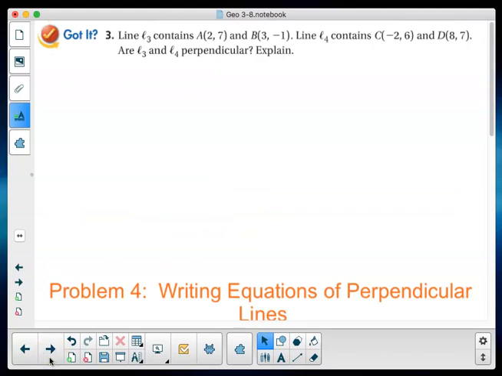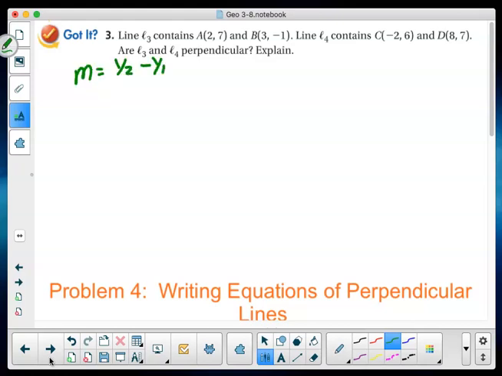I want you to find the slope of L3 and find the slope of L4. But remember, I don't have a picture, so we won't be able to count. I've got the slope equation up here just for your benefit, so you can use it. So turn it off, use the slope equation, and find the slopes of L3 and L4.